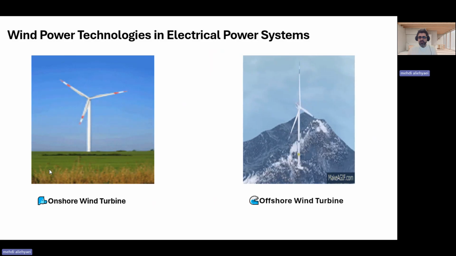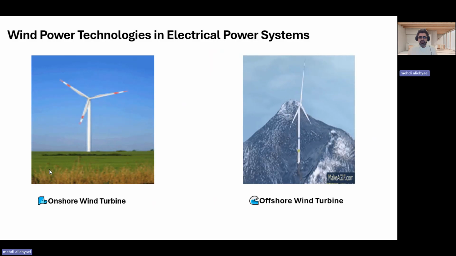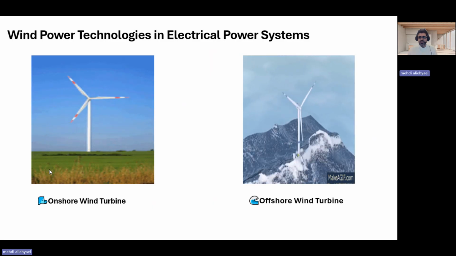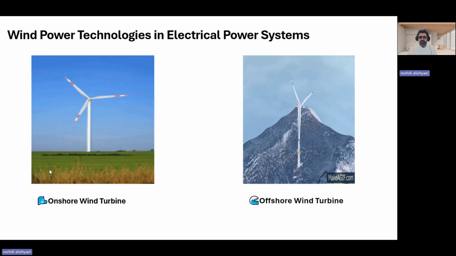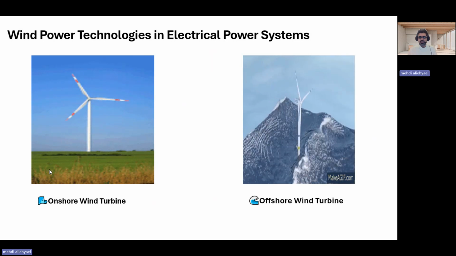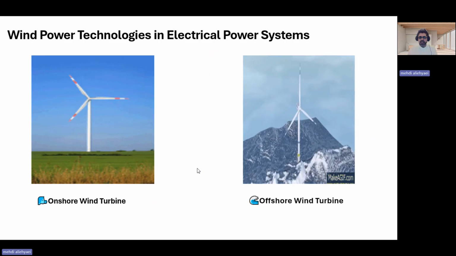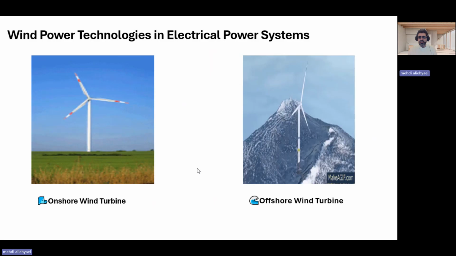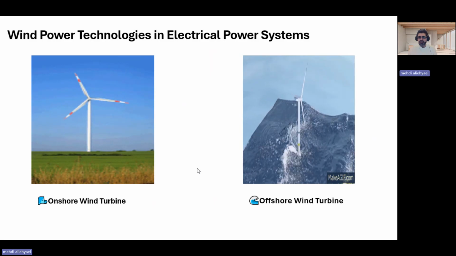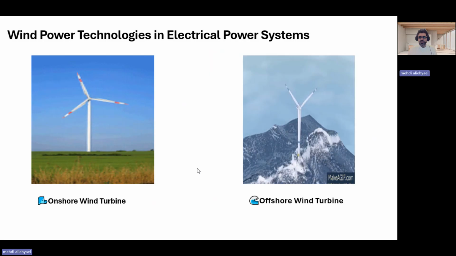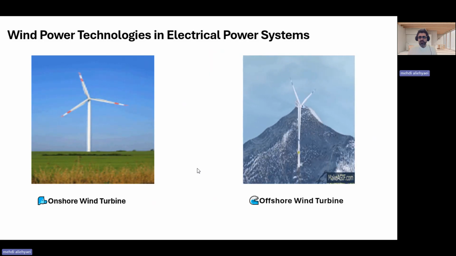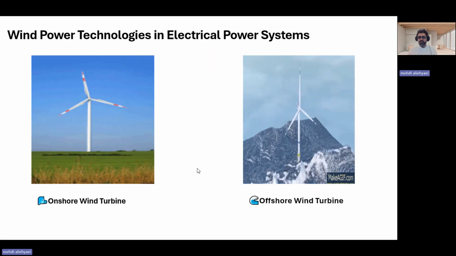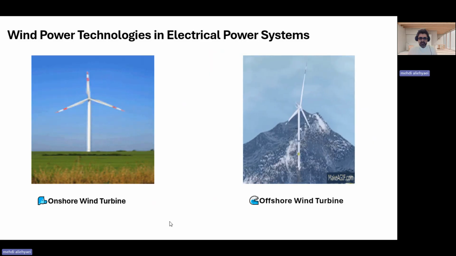Onshore wind turbines are built on land and are the most common type of wind power. They are relatively low in cost and easier to install and maintain. For this reason, onshore wind turbines are widely used in many countries. And also we have offshore wind turbines, installed at sea, where wind speeds are usually higher and more consistent. This allows offshore wind farms to produce large amounts of electricity, making them suitable for large-scale power generation, even though they are more complex and costly.